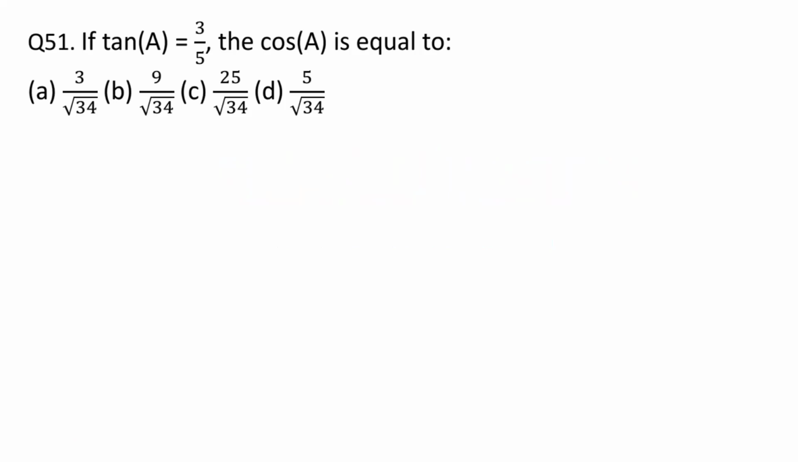Look at question number 51. If tan A is equal to 3 by 5, then cos A is equal to? This one is a simple question related to angles. We construct a triangle, a right angle triangle. If I assume the angle is A or theta, tan theta is 3 by 5.